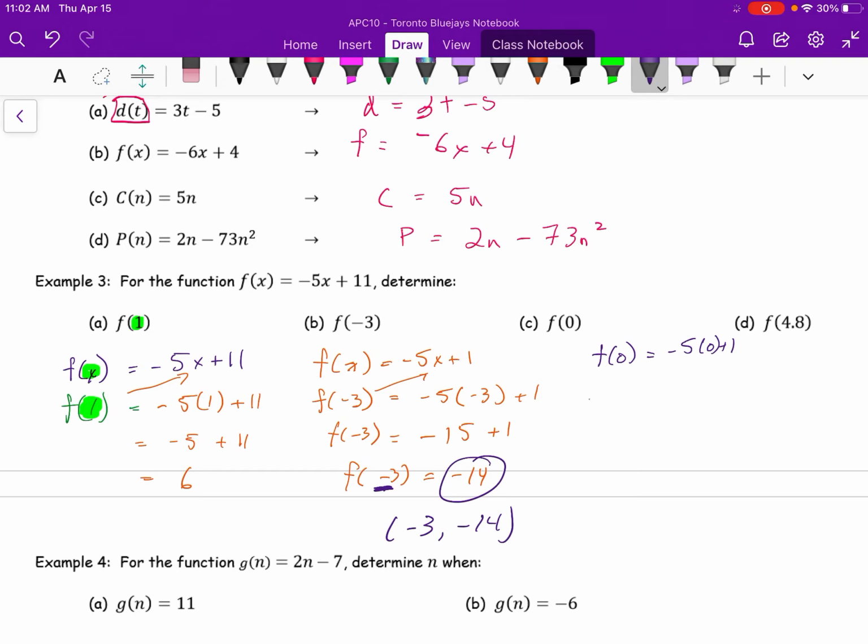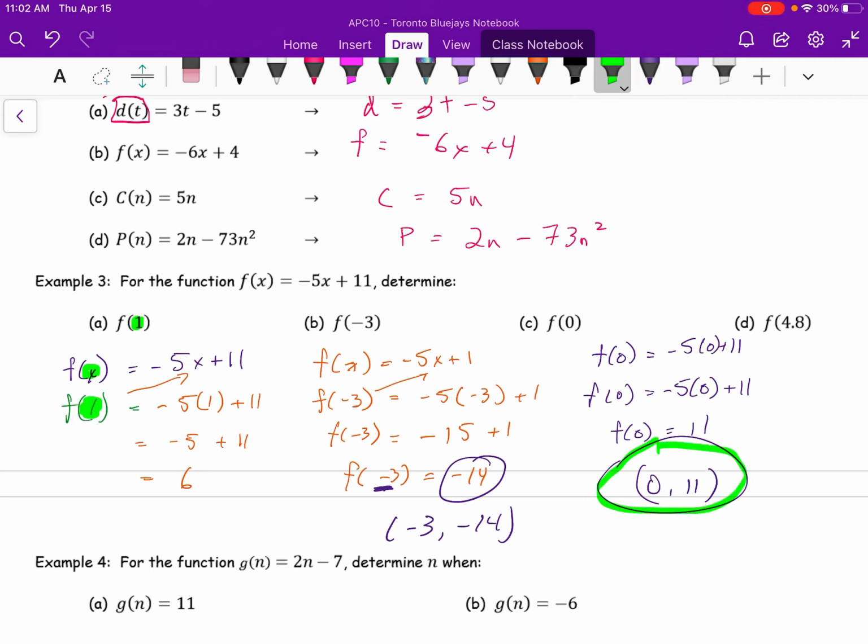So the f of 0 is going to be negative 5 times 0 plus 11, which is 11. This corresponds to the point (0, 11). Not that it's really important, it's not the purpose to find a point, but it's interesting to note that whenever you see f of 0, it corresponds to the y-intercept, because whenever x is equal to 0, we'll have a y-intercept.